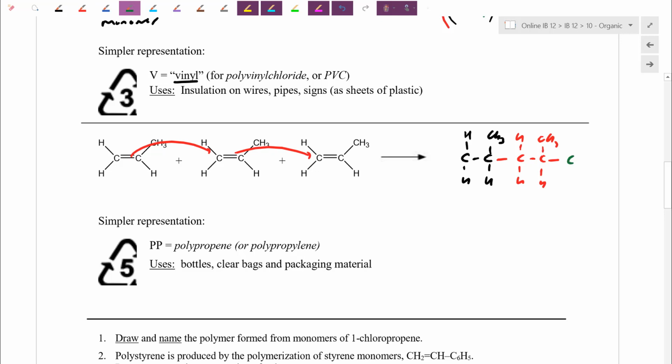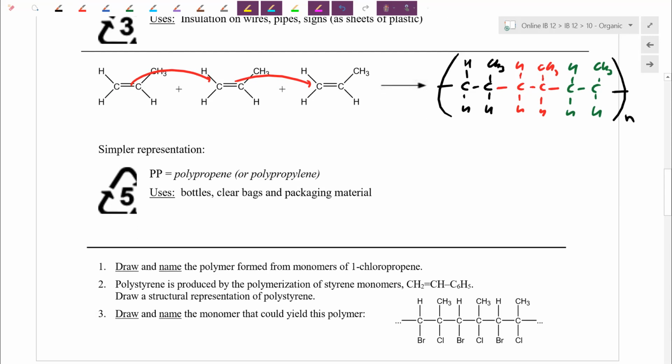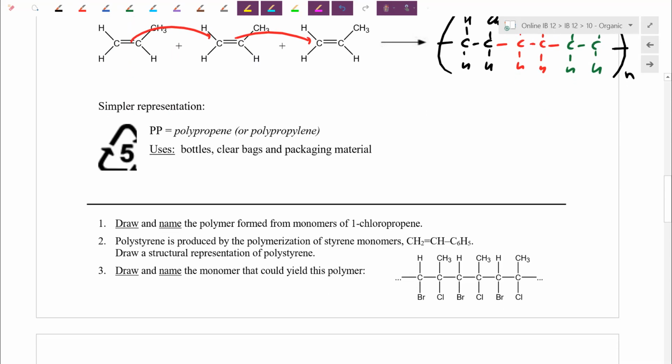So I'm just color coding it so you can see the monomer unit. And just remember, a double bond became a single bond. I basically still have my 4 attachments, but this one here is repeated N times. It's repeated many, many times. So that one is polypropene, used for a lot of plastic bottles, clear bags, and packaging.